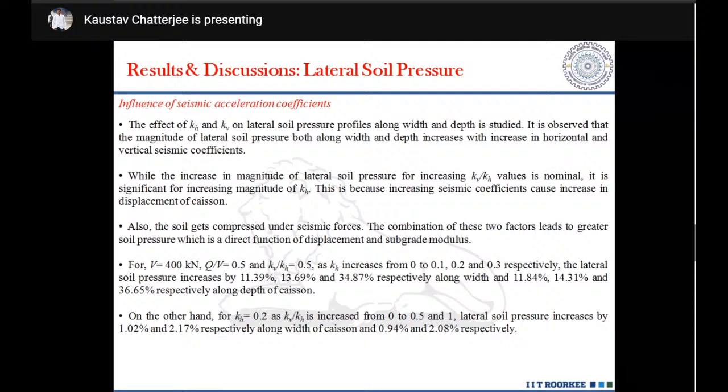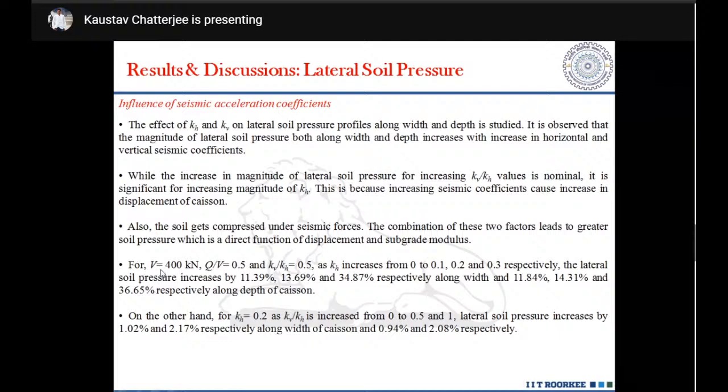Why? Because an increased seismic horizontal coefficient will cause an increase in displacement of the caissons. So that's why, as the kh value is increasing, the lateral soil pressure is also increasing. Also, the soil gets compressed under seismic forces. The combination of these two factors leads to greater soil pressure, which is a direct function of the displacement.